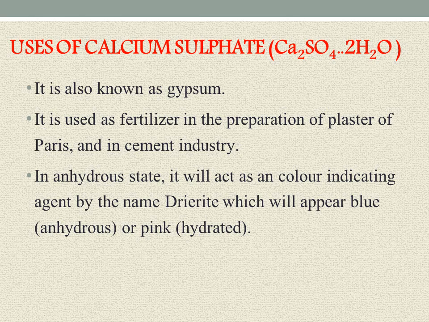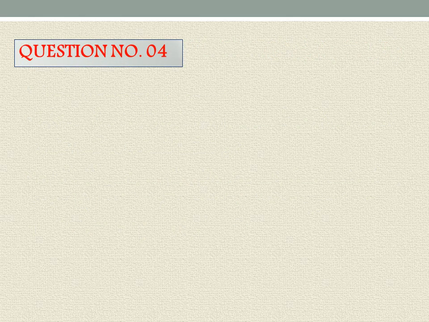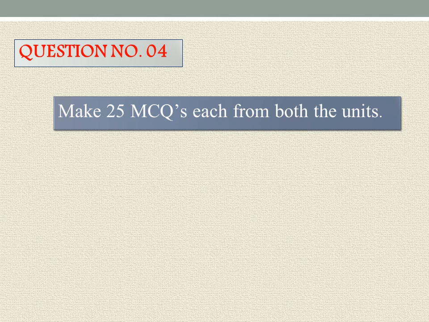Okay, now question number 4 is make 25 MCQs each from both the units. Means that you will make 25 MCQs from chapter number 9 chemical equilibrium and 25 MCQs from chapter number 10 acid bases and salts, as we have done completely with chapter number 9 chemical equilibrium, and a little bit about the acid bases and salts. So I'm sure that now you will be capable for making the 25 MCQs each from both the units.